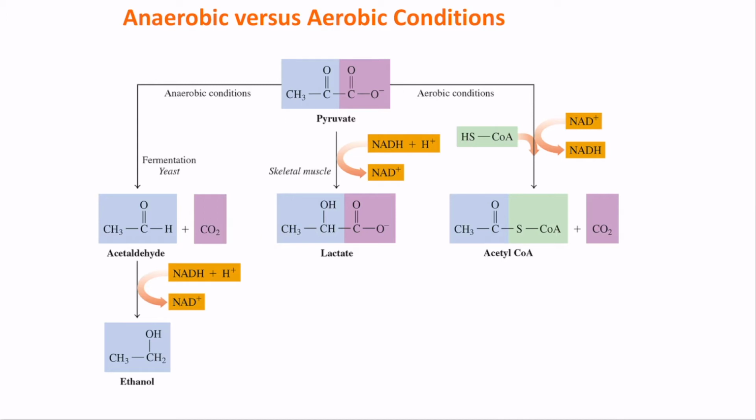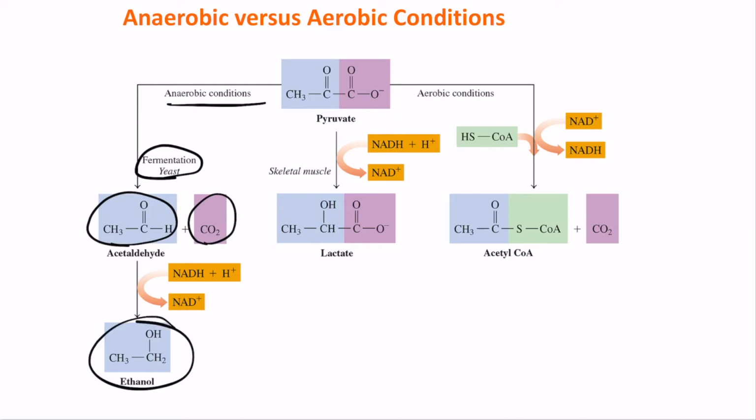Now anaerobic conditions, there are 2 types. In the skeletal muscle, it creates lactate. Under fermentation processes, which is also an anaerobic condition, it creates acetaldehyde and carbon dioxide. The acetaldehyde, with the use of NADH, finally undergoes the formation of ethanol. So both anaerobic conditions are the same, but in your cells it creates lactate, which is then transported to the liver to convert back into pyruvate.